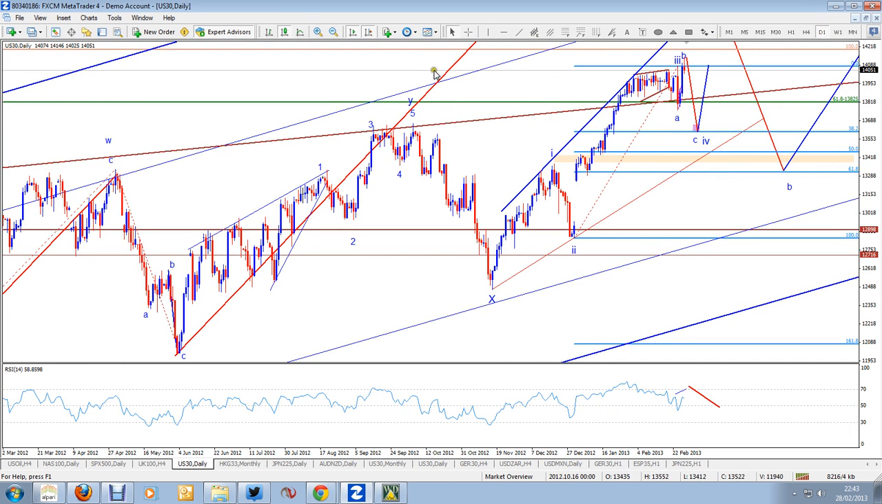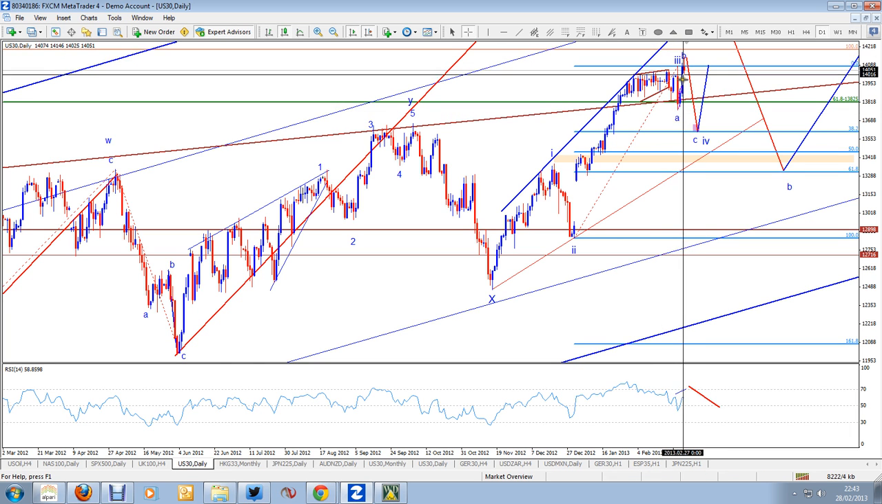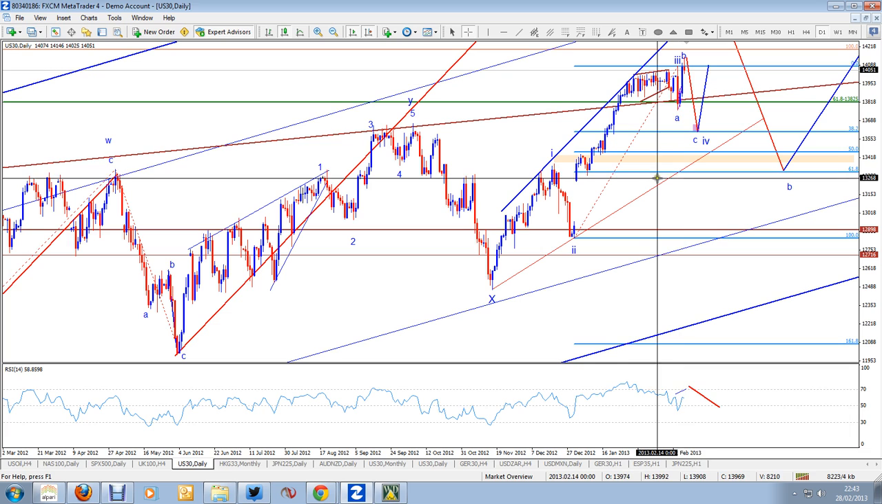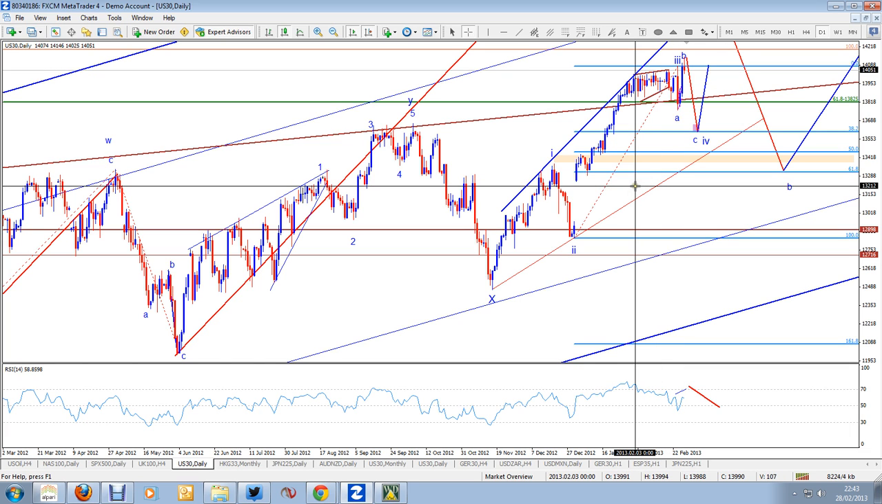Looking at this overall chart, we had the low here back in November, and it appears we've had a minor wave 1 and 2, and then all of this I think is a part of a wave 3. So for example, here is a 1, 2, this here is 3, then we had a 4, and I think this one is final 5.